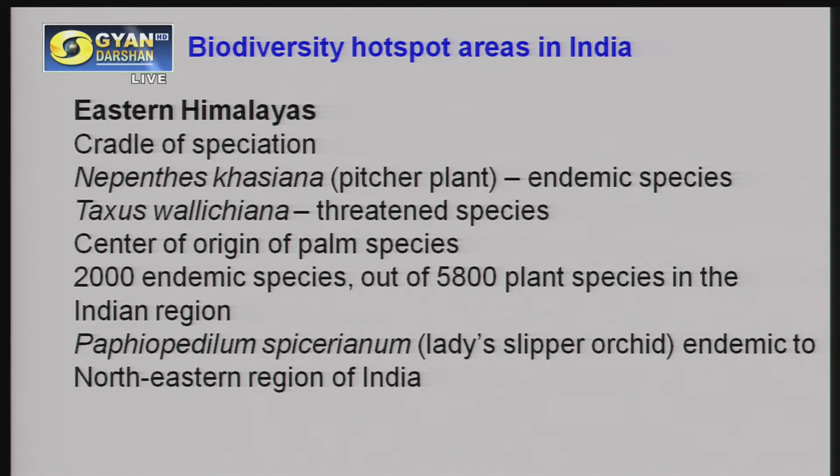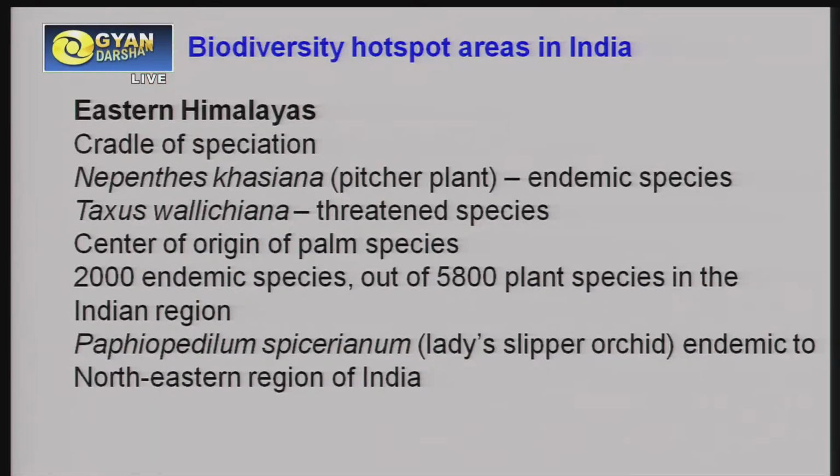Center of origin of palm species, 2000 endemic species out of 5800 plant species in the Indian region. Paphiopedilum spicerianum, also known as the lady's slipper orchid, is endemic to the northeastern region of India. So you can see how rich the Eastern Himalaya is in terms of endemic species. And again, Eastern Himalaya, as I said, is one of the biodiversity hotspots.